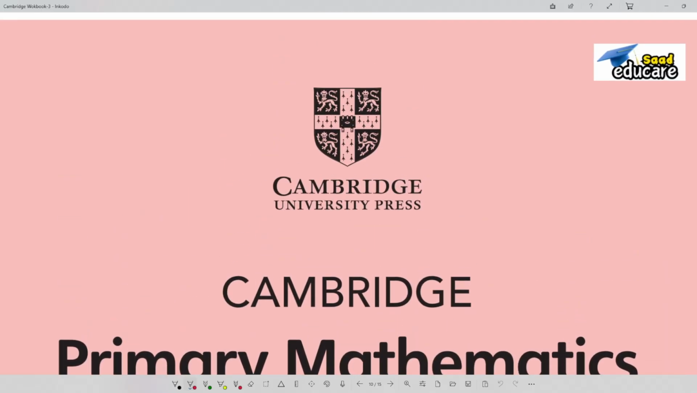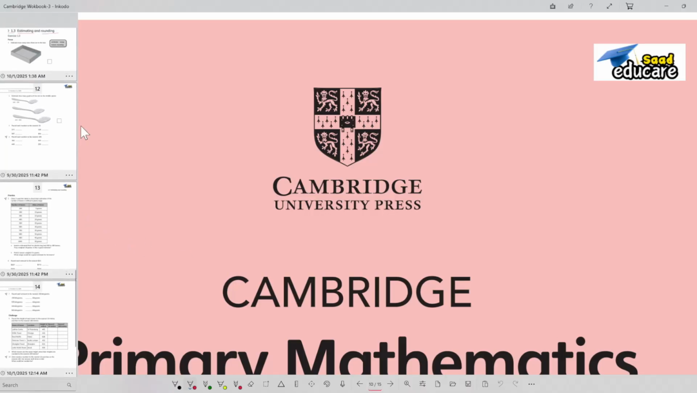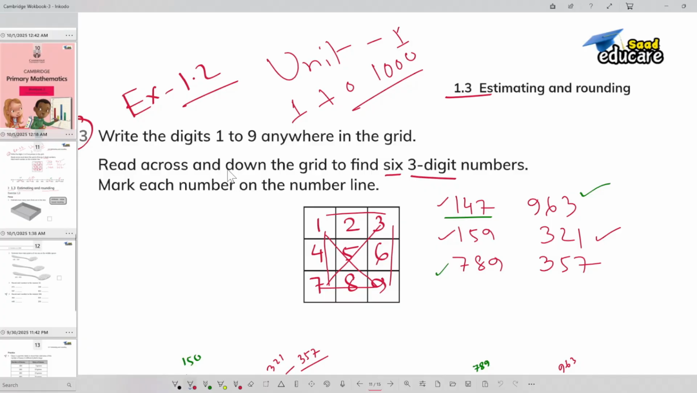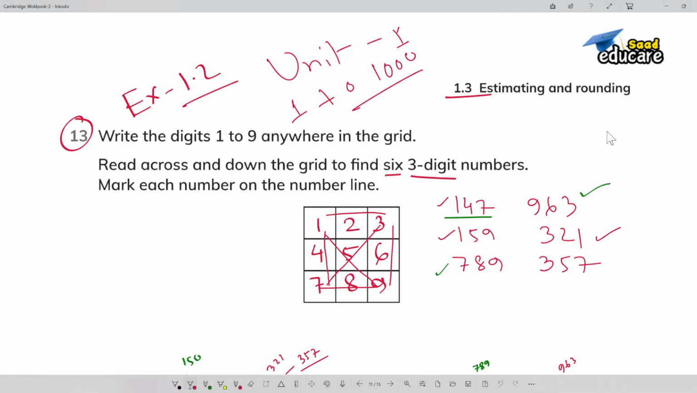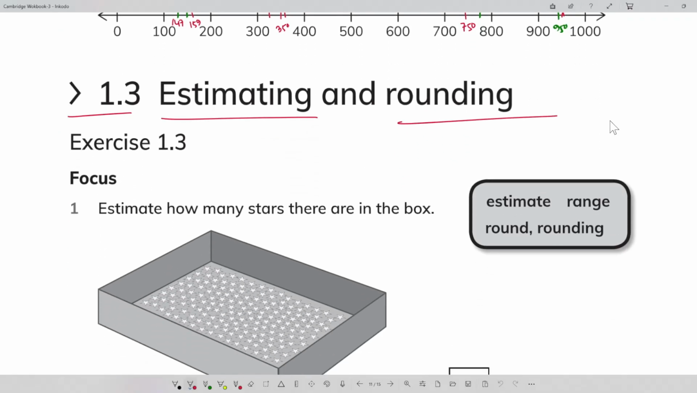In the last two episodes we completed exercises 1 and 2, and this is the last episode of this unit, which is estimating and rounding. Let's start. This is exercise 1.3, unit 1, numbers to 1000.